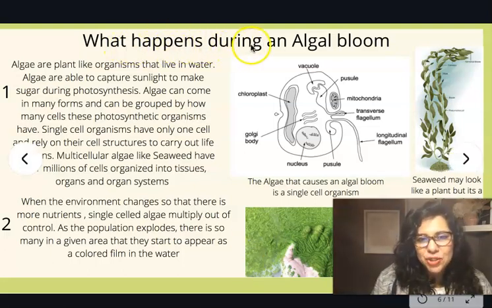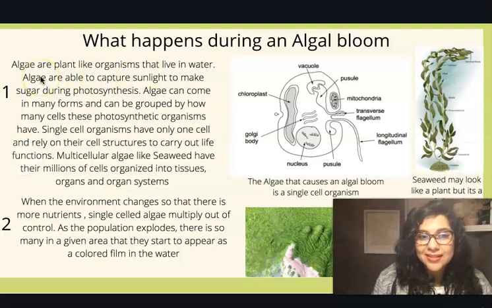So what happens during an algal bloom? Algae are plant-like organisms that live in water. Algae are able to capture sunlight to make sugar during photosynthesis. Algae can come in many forms and can be grouped by how many cells these photosynthetic organisms have. Single-cell organisms have only one cell and rely on their cell structures to carry out life functions. Multicellular algae, like seaweed, have their millions of cells organized into tissues, organs, and organ systems.